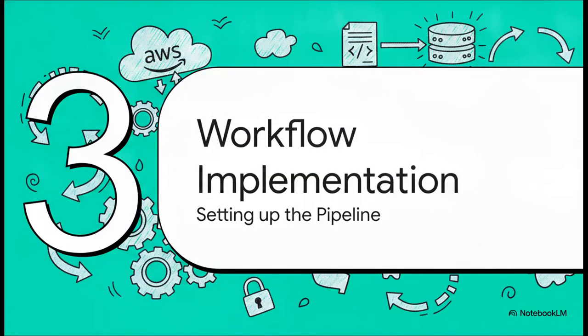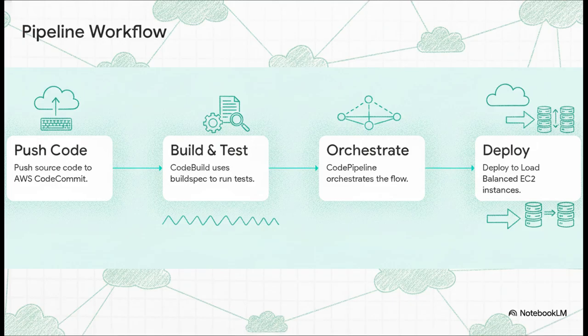All right, Section 3, Implementation and Workflow. So what does this actually look like inside the AWS console? Well, it flows like this. Step 1, you push your source code to Code Commit. Step 2, Code Build kicks in, using a buildspec file to run its tests. Step 3, Code Pipeline orchestrates that entire flow from start to finish. And finally, step 4, your application is automatically deployed out to your load-balanced EC2 instances.